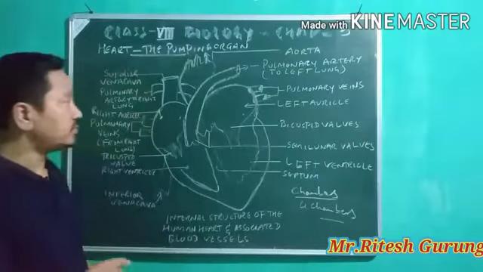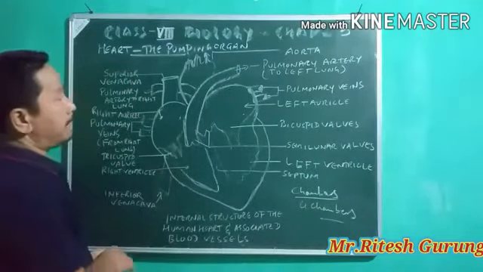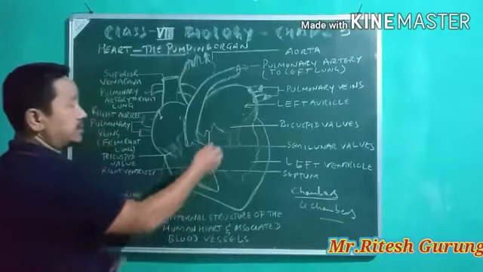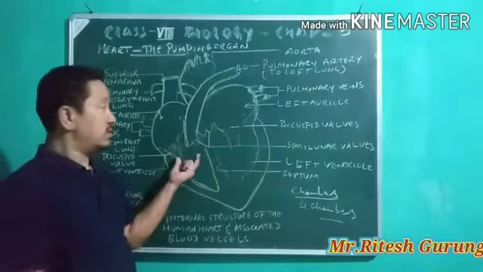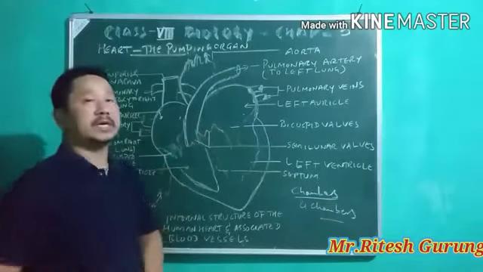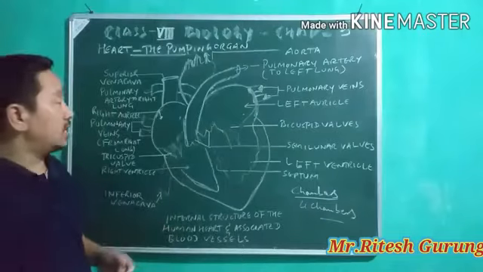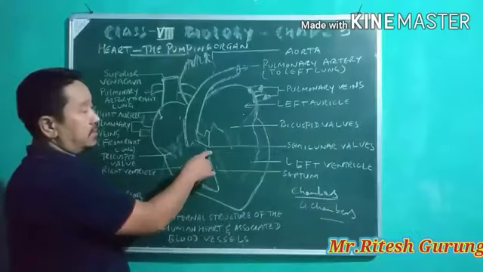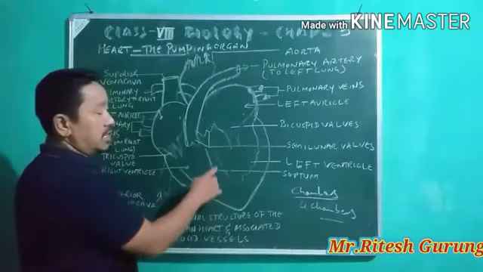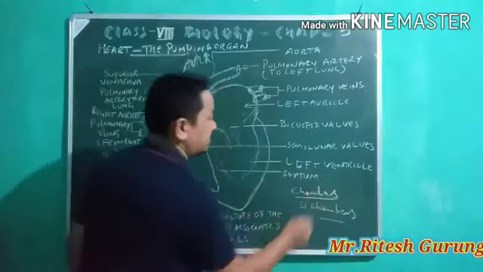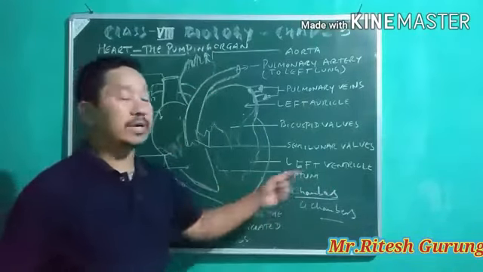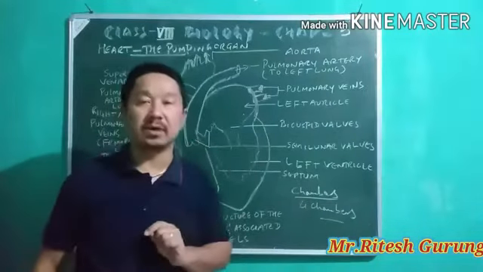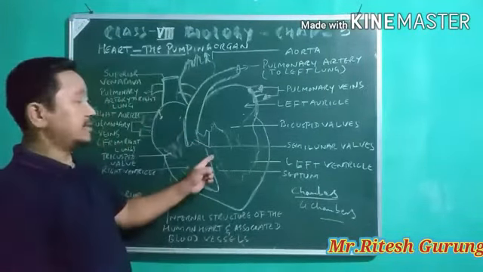Then you see here the left side and right side of the heart. This is right side and this is left side. These 2 sides of the heart are mainly separated by this portion of the heart, and this portion is called septum. Septum is the partition of these 2 sides of the heart.